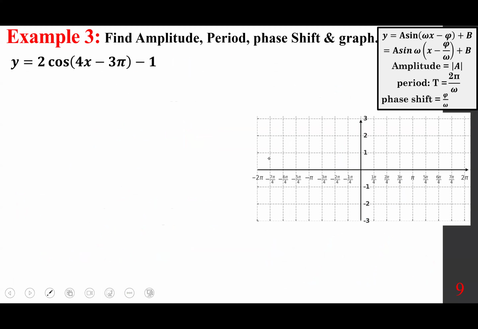Let's look at this one quickly. And by the way, you can ignore this graph and then minus 1, take it down by 1 notch. That you can do, or just plot pairs. So here's what I'm going to do. First and foremost, I'm going to take the 4 out. I get 2 cosine of 4 times x minus 3 pi over 4, which means the amplitude is 2, the absolute value of 2.